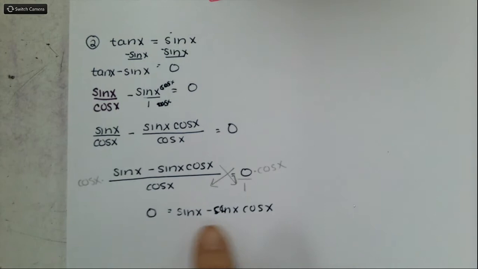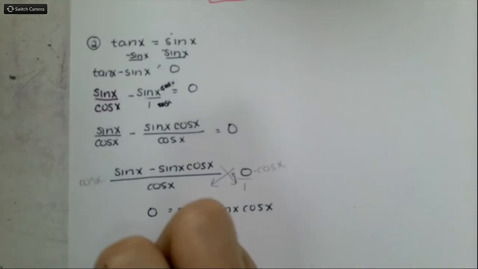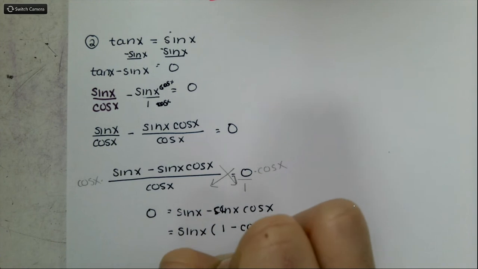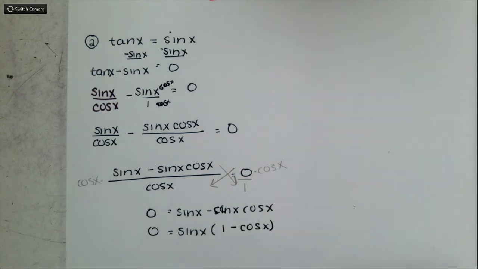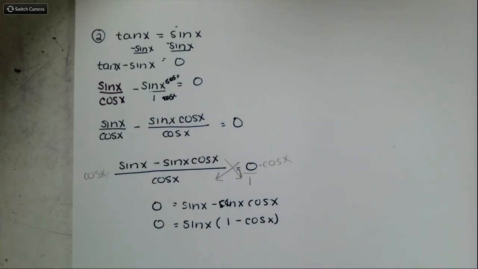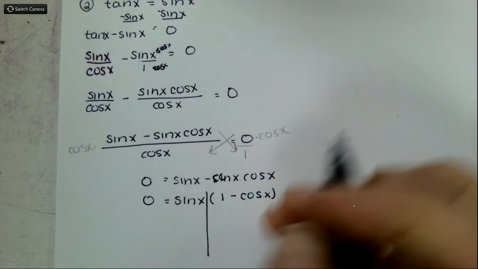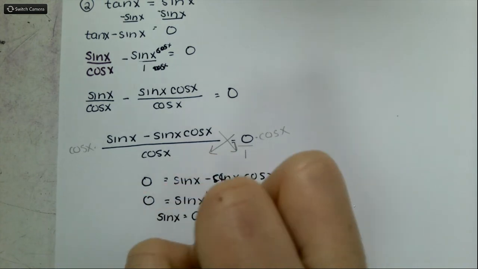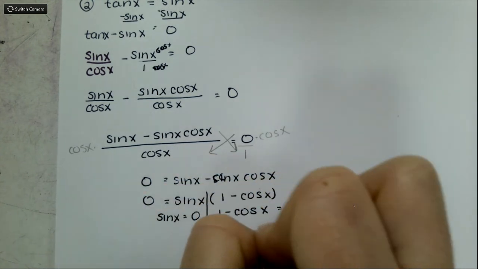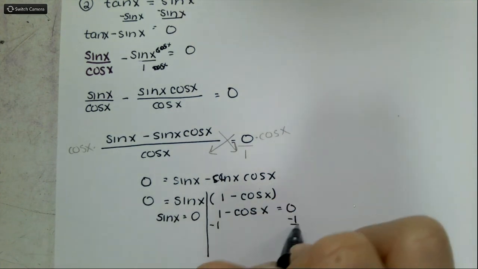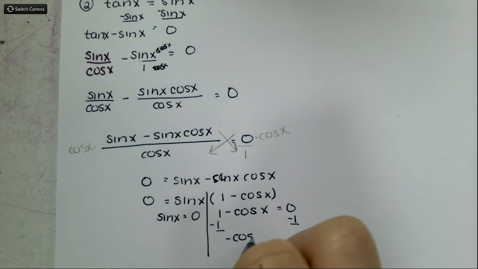And now you can see we can take a GCF. So a GCF of sine x: sine x times 1 minus cosine x equals 0. We have our two factors now, and we can set each factor equal to 0 and solve using the zero product property. This one's already solved. This one, we need to subtract 1 and then divide by -1.